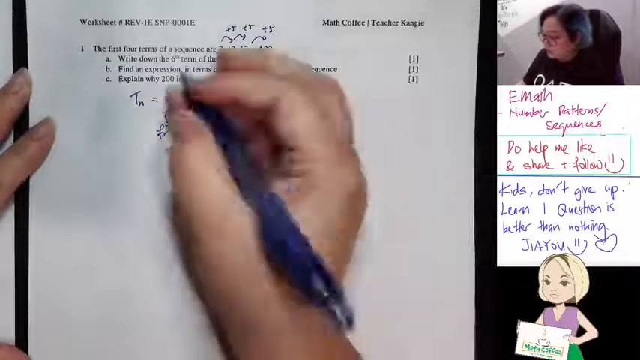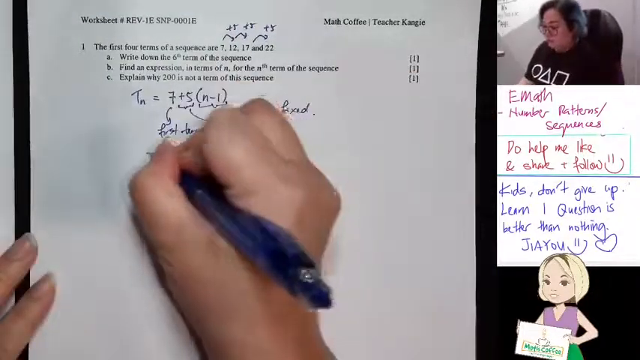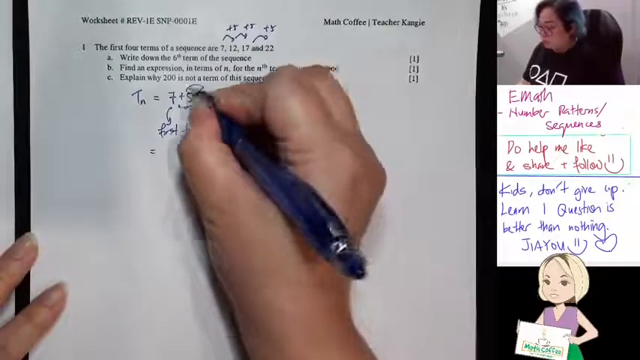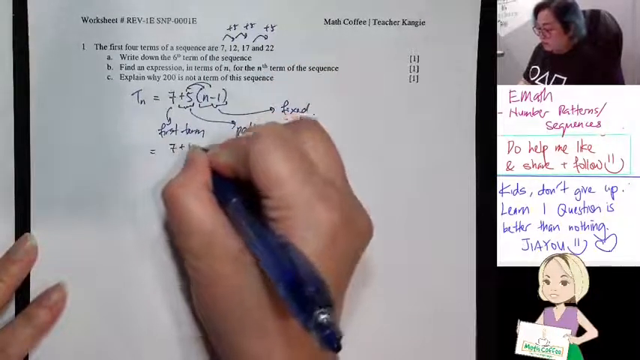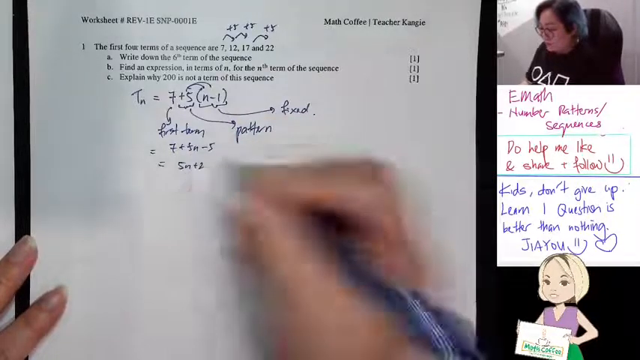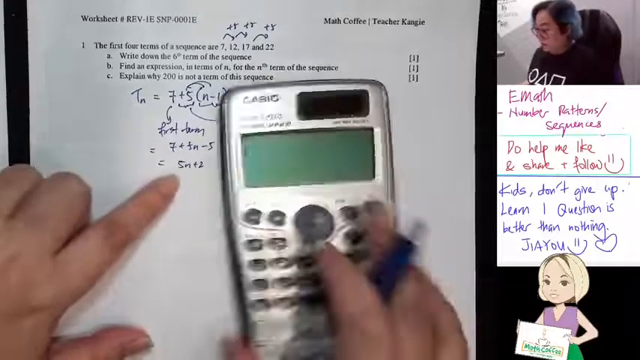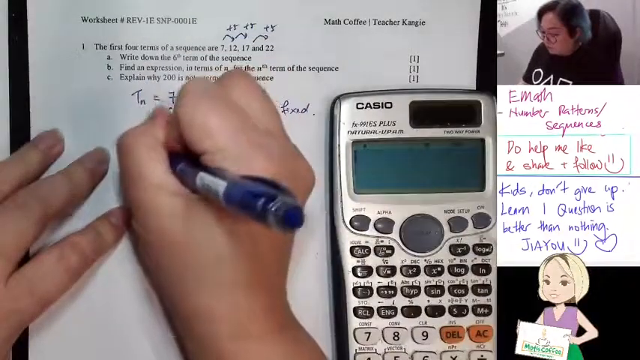So with this, we can simplify. We're going to do our rainbow. So we will have 7 plus 5n minus 5. So we have 5n plus 2. So we make a check. Okay, let's check. So this is the Tn formula.